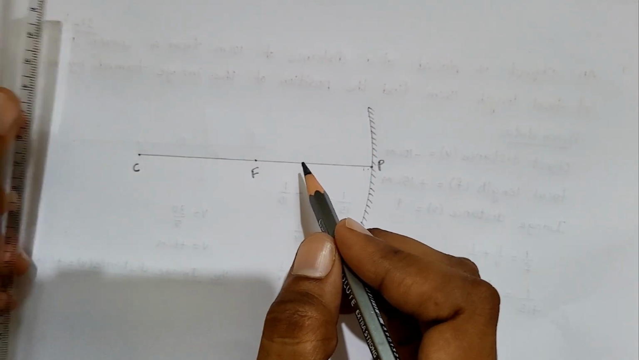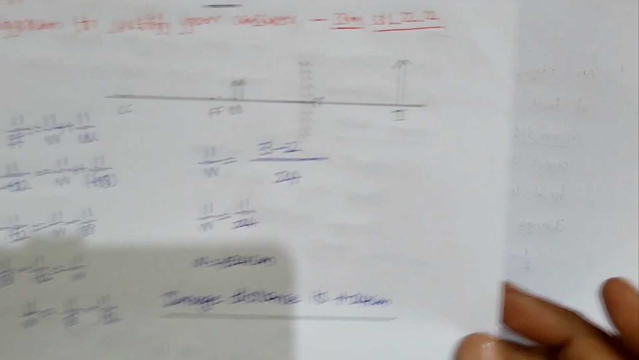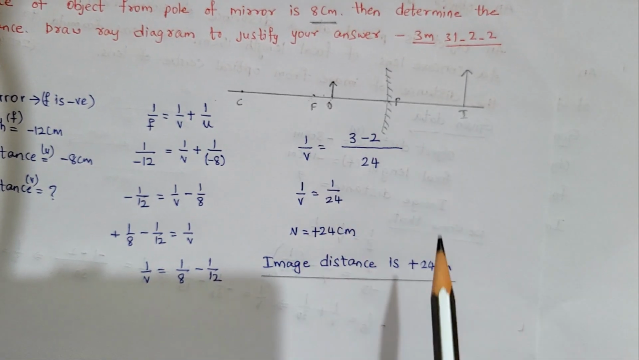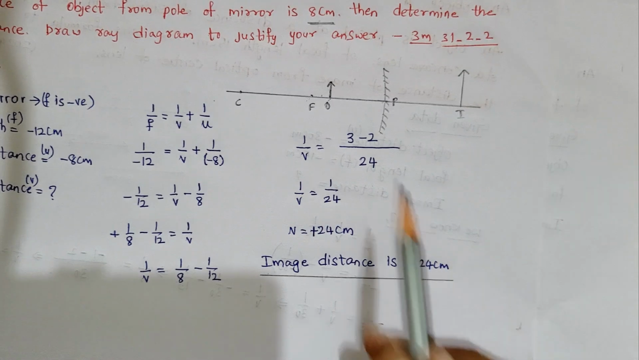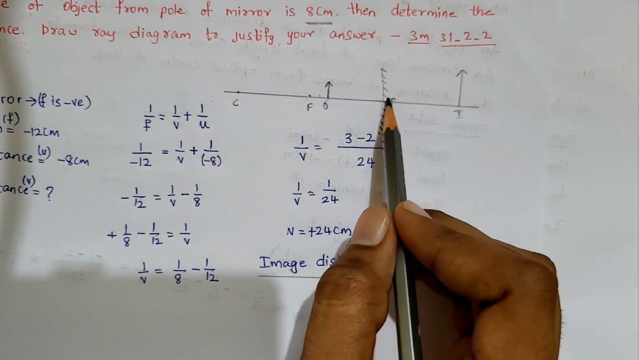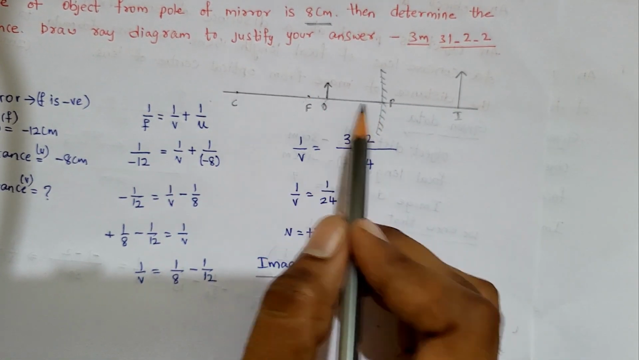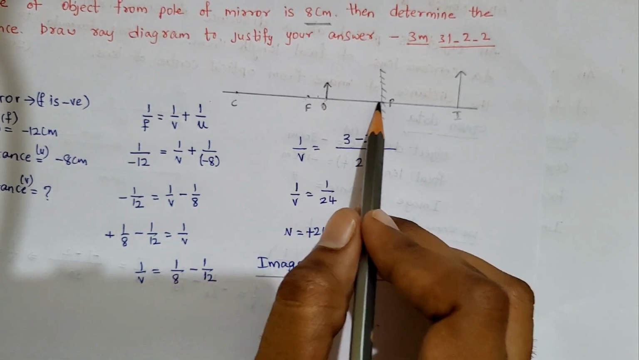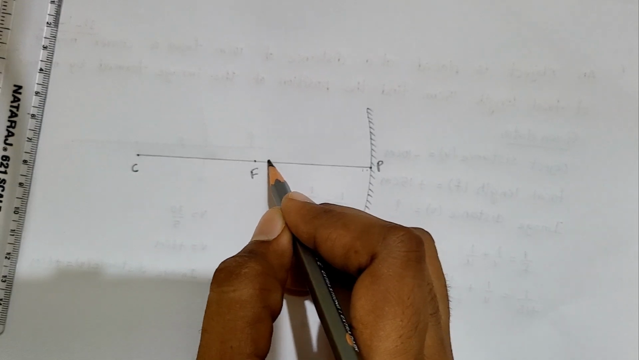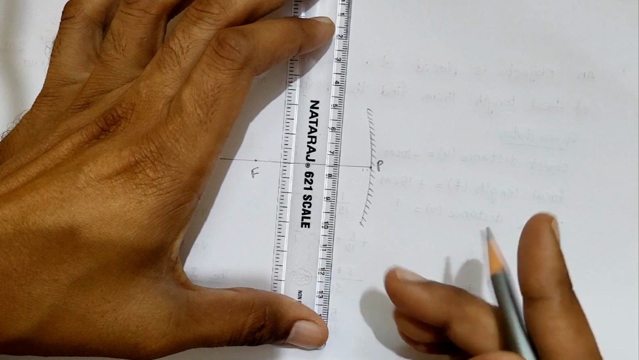According to the given question, the object is placed closer to focus. If the object is placed closer to focus, the image distance is 24 centimeters, though the focal length is itself 12 centimeters. 24 centimeters from the pole means it is going approximately to the radius of curvature. So if we take the object close to focus, the image will move far away from the pole. That's why you take the object closer to the pole.